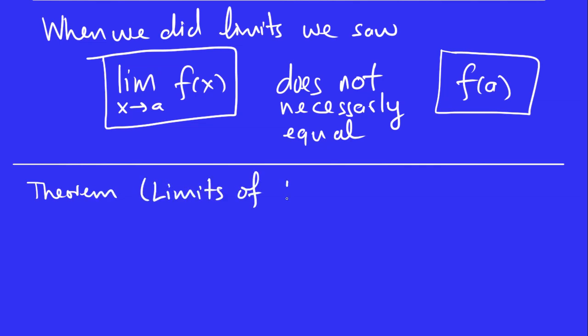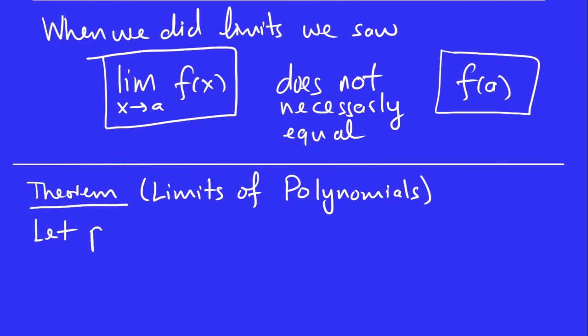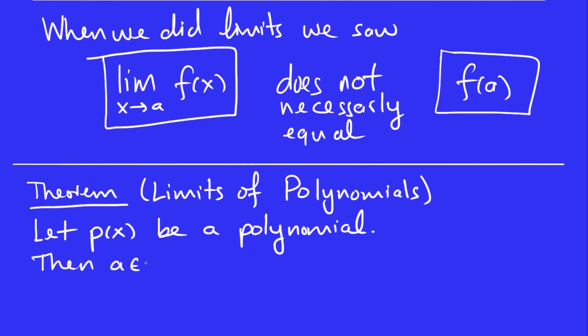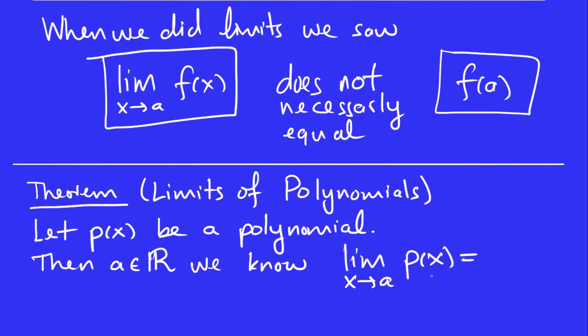Limits of polynomials. Remember we saw that. How do we do the limit of a polynomial? Well, why don't we take p of x to be a polynomial? Then for any real number a, because remember the domain of a polynomial is all real numbers, we know that the limit as x goes to a of p of x. How do we do the limit of a polynomial again? All we got to do is put the number in the polynomial, right? We've seen this theorem before.